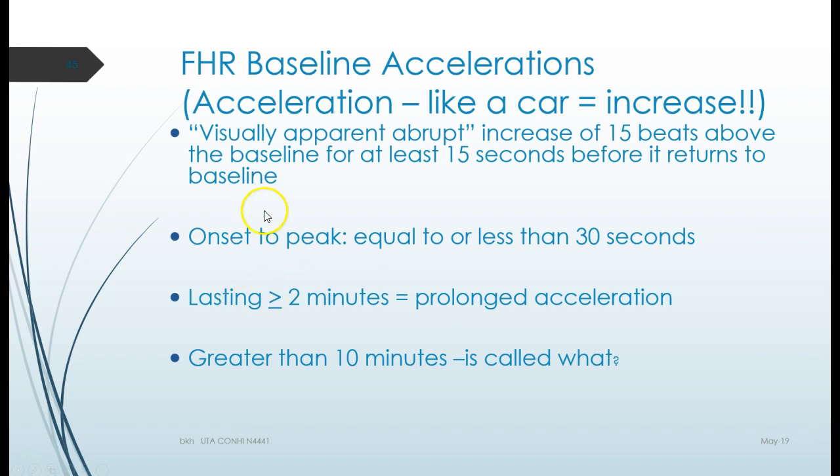So if this is a visually apparent abrupt increase of 15 beats per minute above the baseline, and it returns within about 30 seconds or so, we're going to call that an acceleration. If that increase lasts 2 minutes, we're going to call that a prolonged acceleration. If the heart rate goes up from 120 to 135 and stays up at 135 for greater than 10 minutes, that baby has now established a new baseline, and we document that the baseline has been reset to 135.